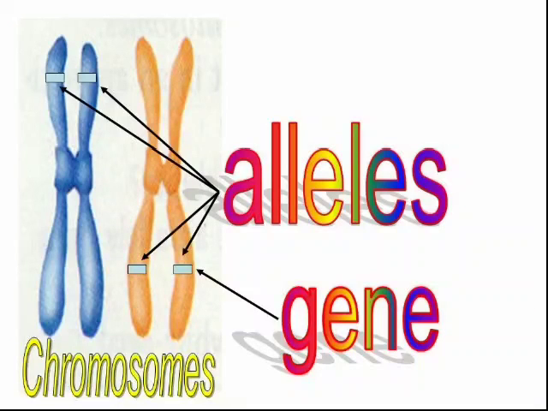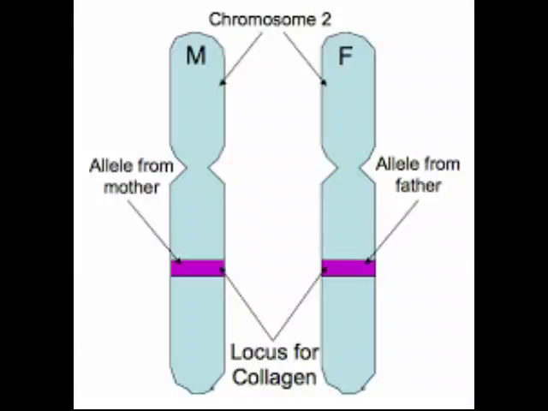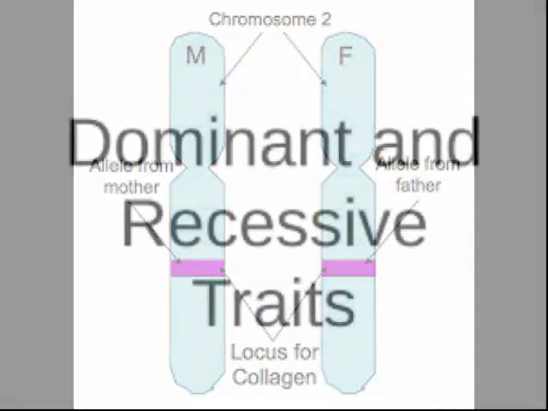Today we will study the new term dominant and recessive. Remember, the genes are in pairs and we call them alleles. The alleles can be dominant or recessive. The dominant allele is one which gets expressed.